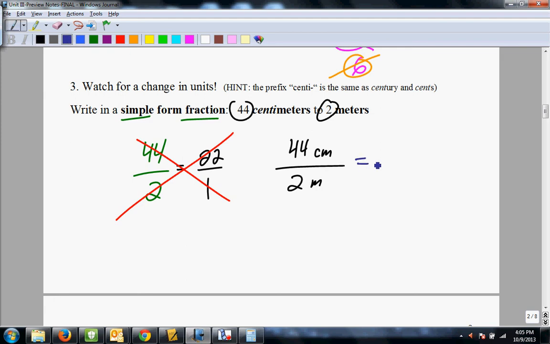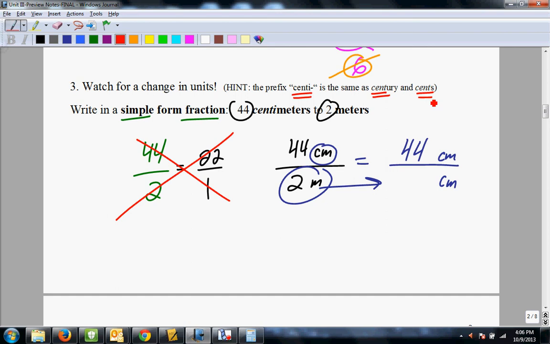Before we could reduce this fraction, we have to get them into the same unit. I'm going to get both of them into centimeters. So 44 centimeters doesn't change. We want to change 2 meters into centimeters. Centi, same prefix as century or cents in a dollar. Wait about 10 seconds here, see if you can convert that by yourself. There's 100 centimeters in a meter, so this 2 meters becomes 200 centimeters.